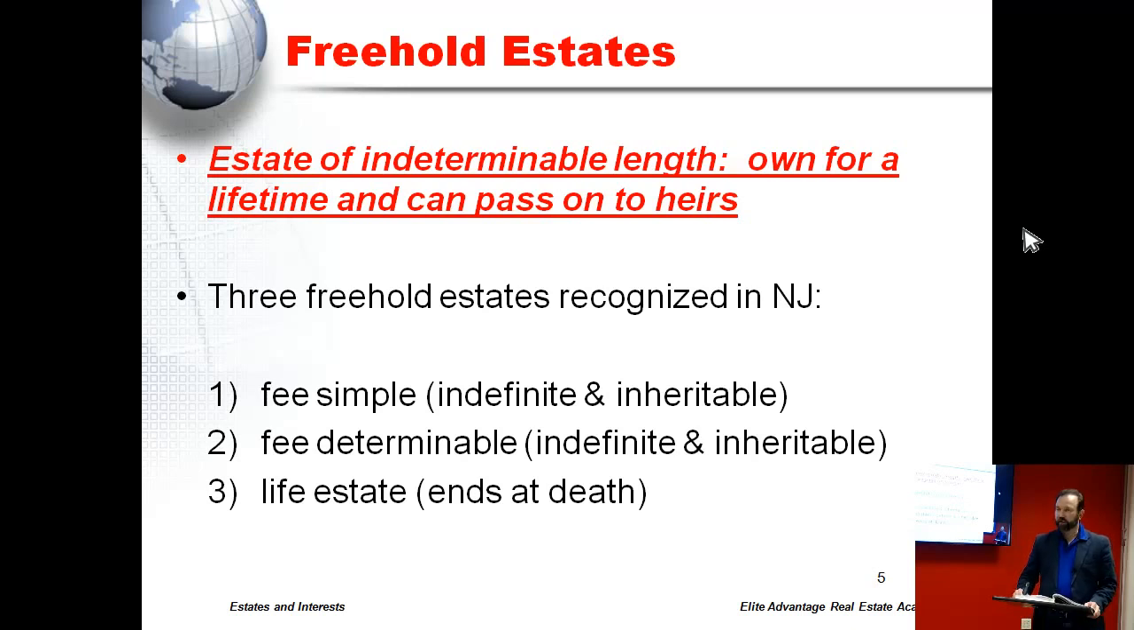They are then broken down into a couple of different categories, and these are the ones that are the most recognized in New Jersey. Number one is called a fee simple, which is indefinite and inheritable. Then we have a fee determinable, which is also indefinite and inheritable, but fee determinable means there are conditions attached, whereas with fee simple there are no conditions. And then we have what's called a life estate, which ends at the death of somebody. It's based on somebody's life.